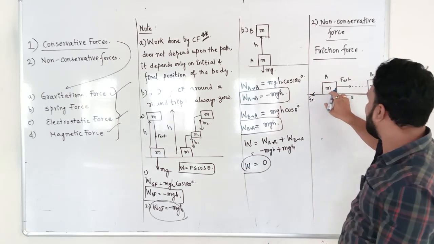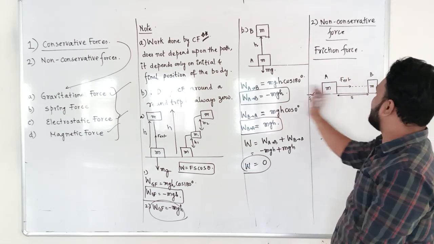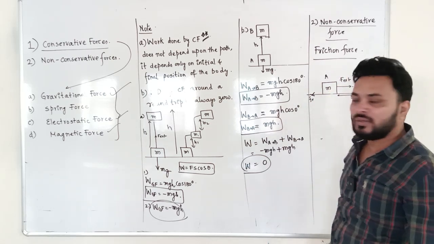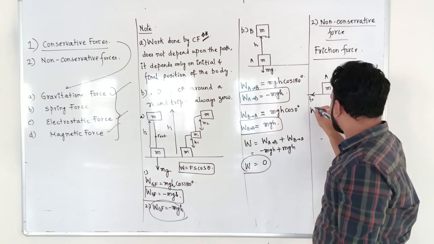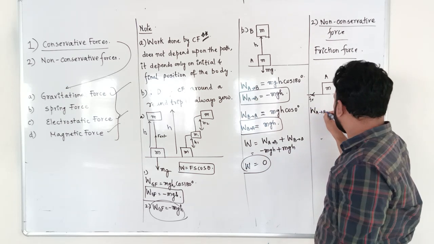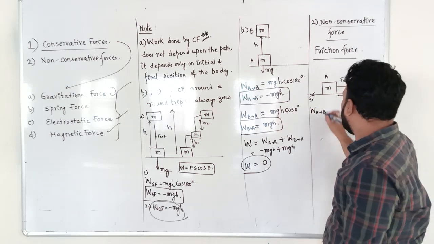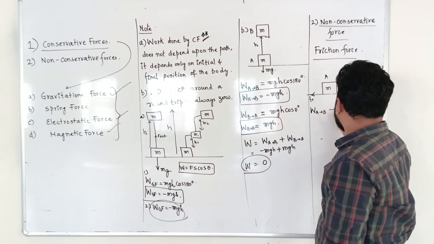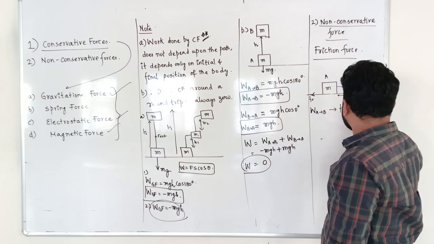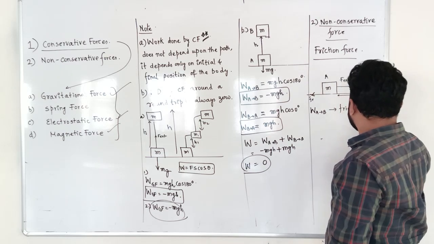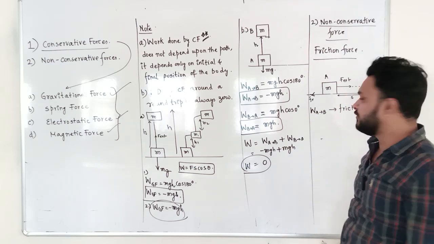Its motion is where, the direction is where, here. That means the friction force is in this direction, no? Now, work done from A to B. Work done from A to B by the friction force. This is a non-conservative force, not a conservative force.